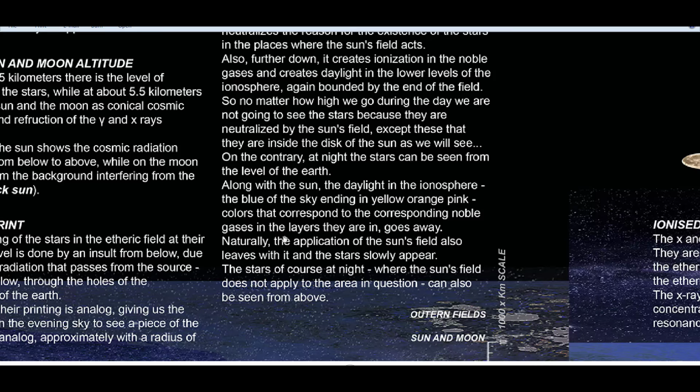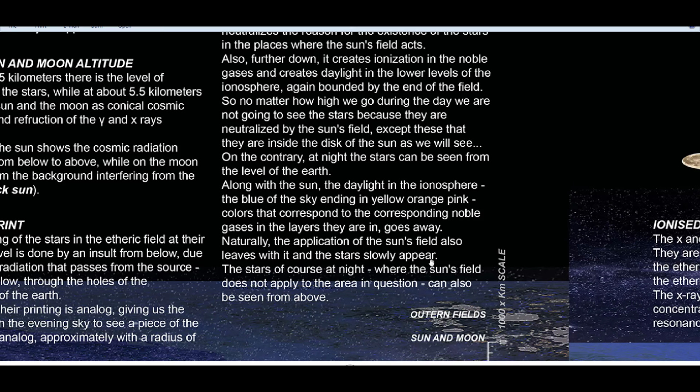Along with the sun, the daylight in the ionosphere, the blue of the sky ending in yellow, orange, pink colors, corresponds to the corresponding noble gases. It's in the interaction of the noble gases with the electromagnetic field. That's why we have all the colors, the very simple science. And naturally, the application of the sun's field also leaves with it, and the stars slowly appear.